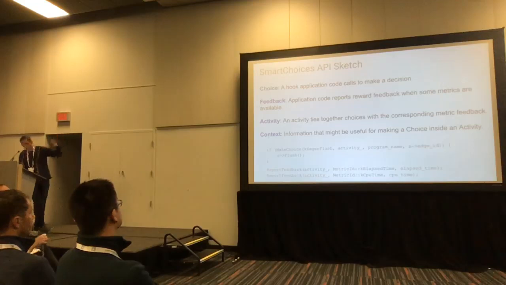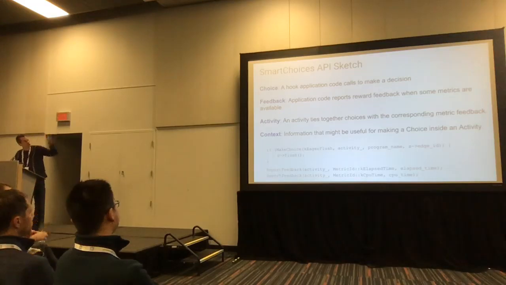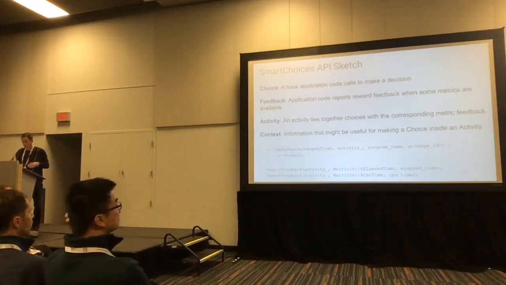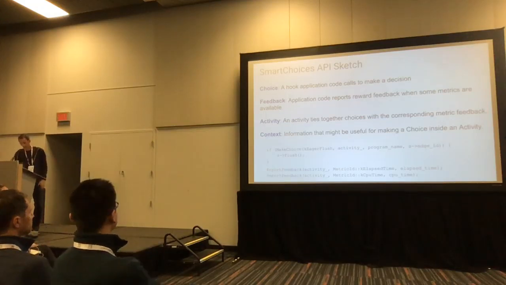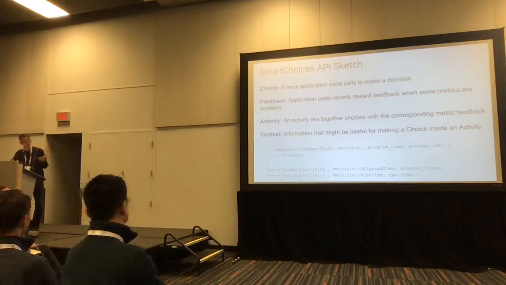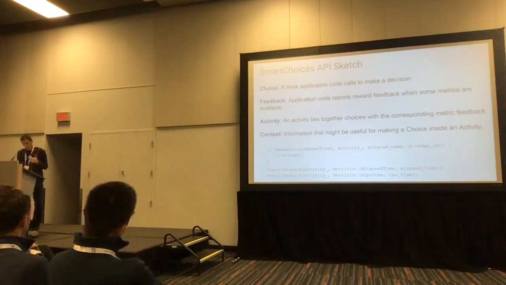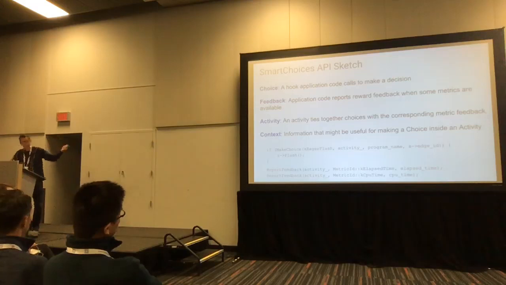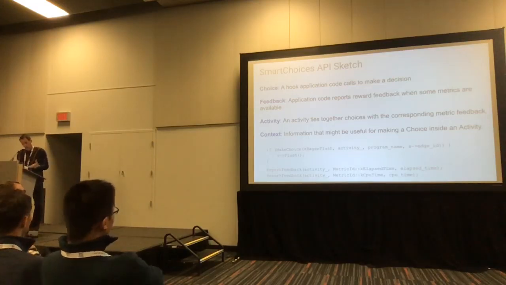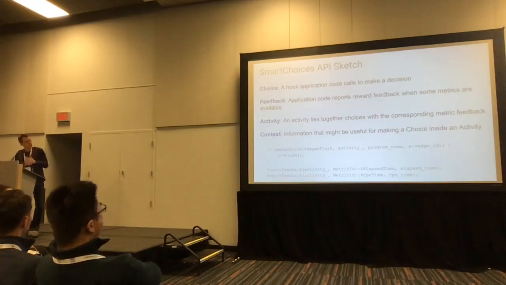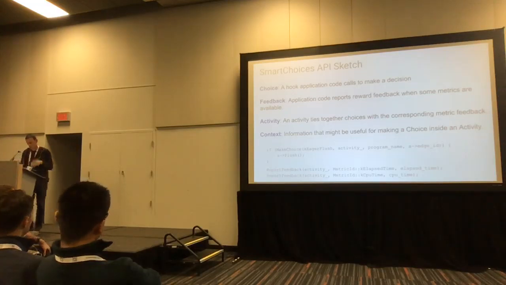And so the sketch of the API, there's four main concepts. One is called a choice, which is basically application code will call a choice to make a decision, and it can provide what are the acceptable values of the choice I'm trying to make. There's feedback, where the application code can report some reward feedback later, perhaps, when it has some metrics about how well something worked. There's an activity, which ties together choices and then later on feedback. And then there's context, which has information that might be useful for making a choice inside of an activity. So it might be additional things like the job name or the table name or other kinds of things that you think should perhaps feed into this.